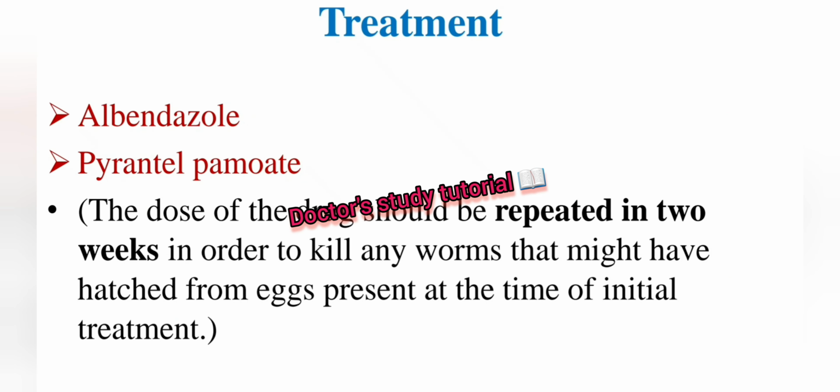Then the treatment: albendazole, pyrantel pamoate. The dose of the drug should be repeated in 2 weeks in order to kill any worm that might have hatched from the egg present at the time of initial treatment.